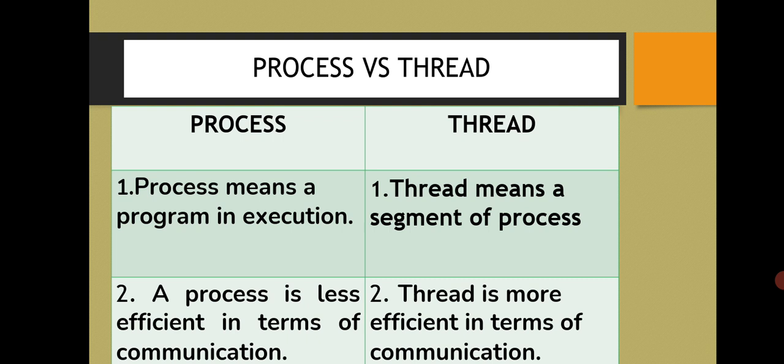Next difference is a process is less efficient in terms of communication, but thread is more efficient in terms of communication. So this is the second difference. That is, process is less efficient, but thread is more efficient in communication. Why? Because thread is a segment of the process.